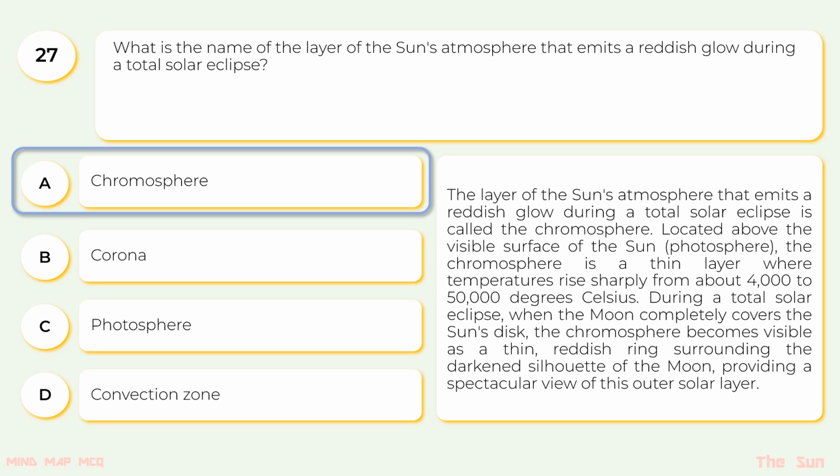The layer of the sun's atmosphere that emits a reddish glow during a total solar eclipse is called the chromosphere. Located above the visible surface of the sun, that is the photosphere, the chromosphere is a thin layer where temperatures rise sharply from about 4000 to 50,000 degrees Celsius. During a total solar eclipse, when the moon completely covers the sun's disk, the chromosphere becomes visible as a thin reddish ring surrounding the darkened silhouette of the moon, providing a spectacular view of this outer solar layer.